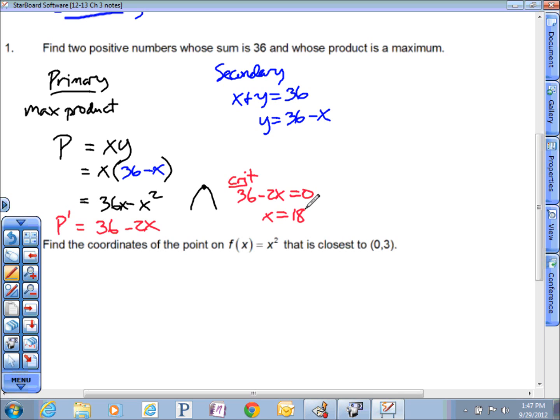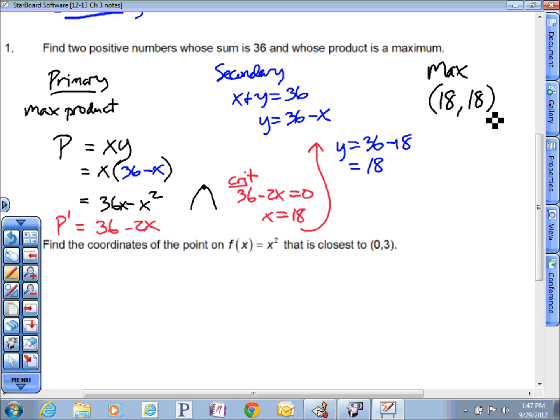So let's take this 18 back up here, and we're going to find out the y coordinate that goes with it is 36 minus 18, or also 18. This situation will be maximized if x equals 18 and y equals 18. So what do we actually have? We're going to end up having a max at the point x equals 18, y equals 18. And we just supported it. There's your first optimization problem.